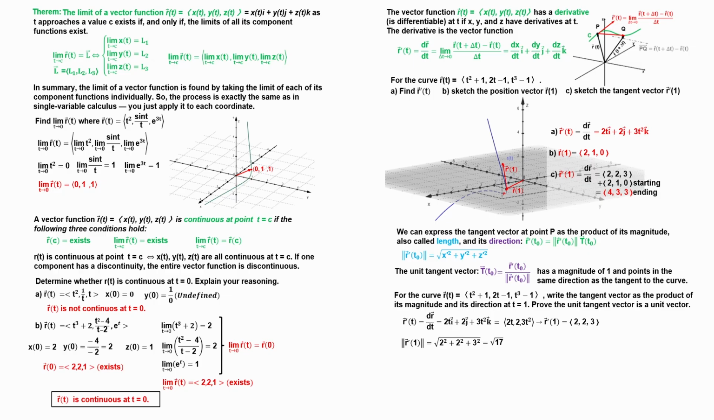Now we find the unit tangent vector. The unit tangent vector is found by dividing the tangent vector by its magnitude. At last, write the tangent vector as the product of its magnitude and the unit tangent vector. To prove that the unit tangent vector is a unit vector, we must calculate its norm.